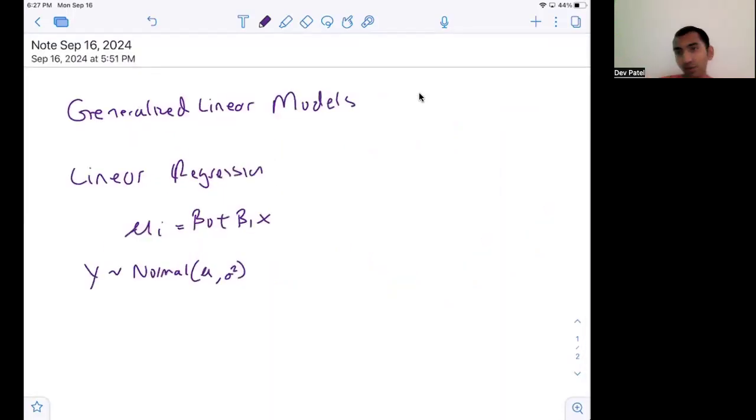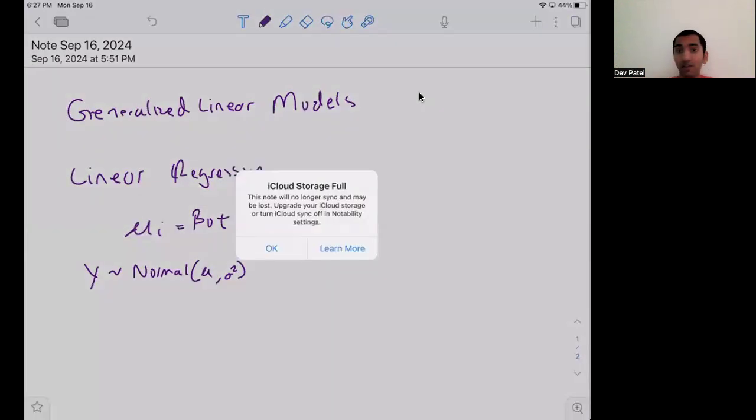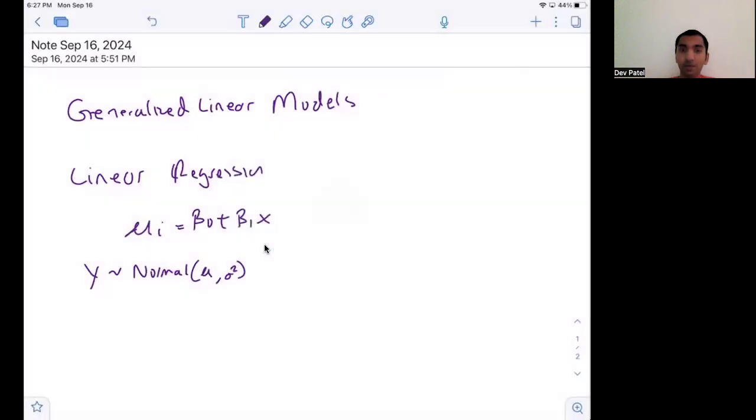But we know that there are other scenarios where that's not the case. Sometimes we're dealing with count data. Sometimes we're dealing with data that's more left skewed or right skewed. Perhaps it's more of a gamma distribution, or even a Poisson distribution if we're dealing with count data. Or even binary classification problems, where we could be working with a Bernoulli distribution.